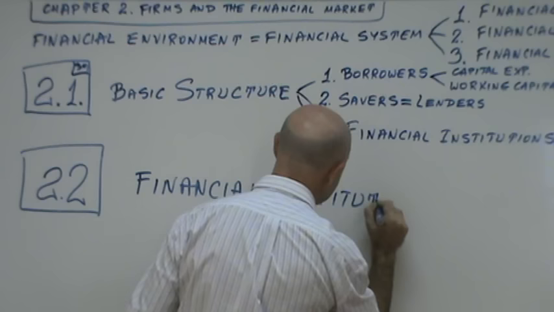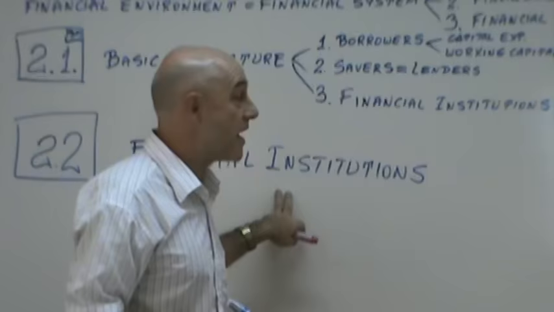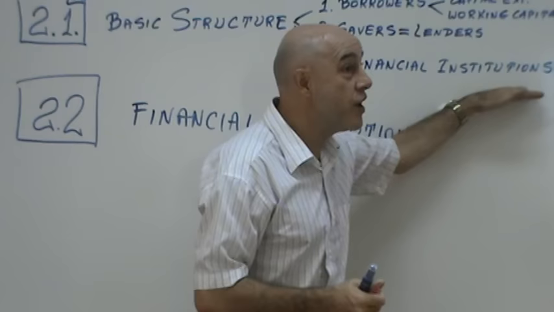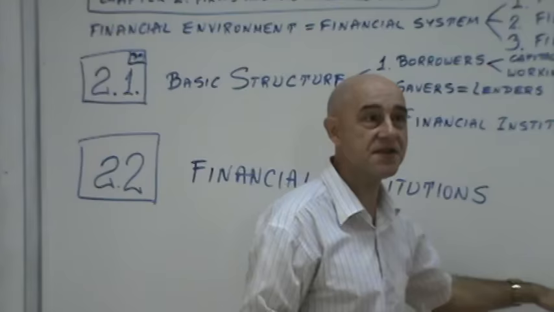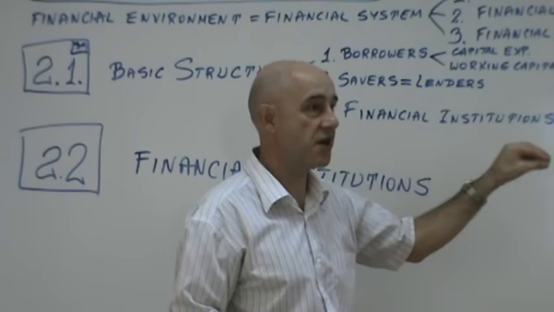Now, for this particular course, all you're expected to know is who are the main groups of financial institutions, which are the financial institutions. Basically, you need to learn the list and know what each institution is or what each institution does. All right, so.